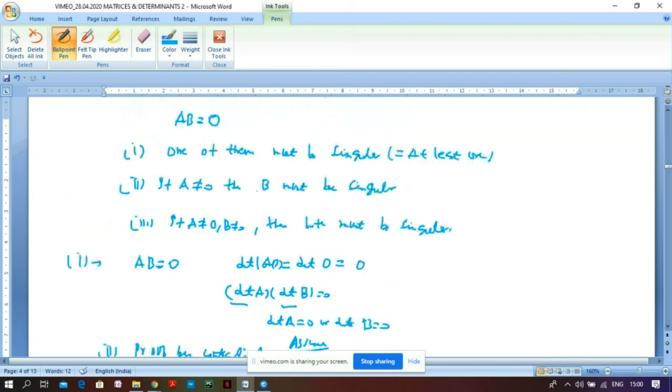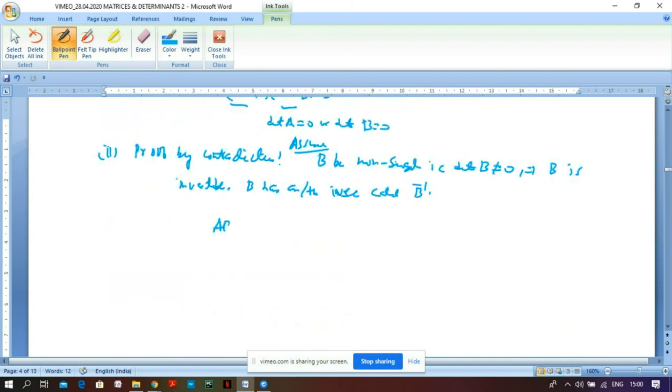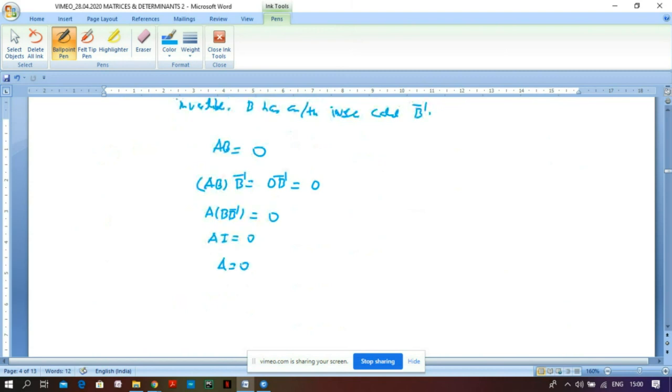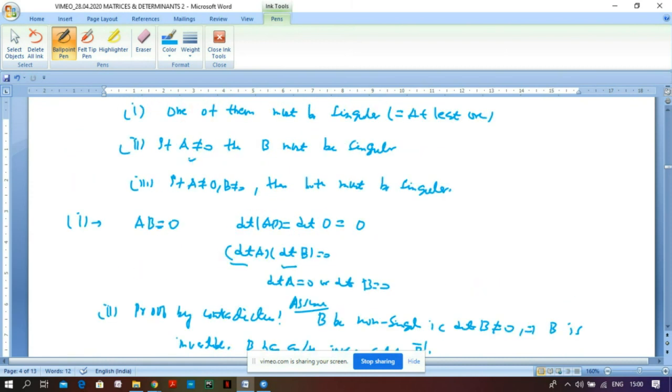Now let's go back here. AB equals 0. I can post multiply with B inverse. So 0 times B inverse is 0. And of course, I can associate like A times B B inverse equal to 0. So that's A times I equal to 0, and so that gives A equal to 0. So you get A equal to 0, but remember, A was non-zero. So you got a contradiction, and so we can claim that B must be singular.